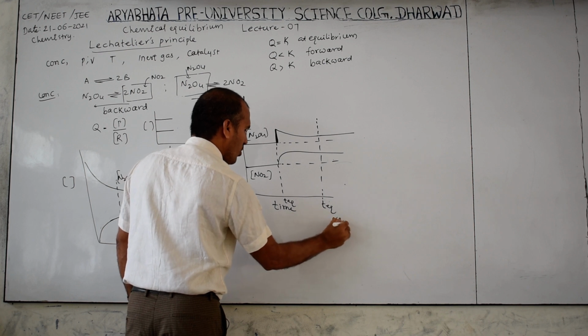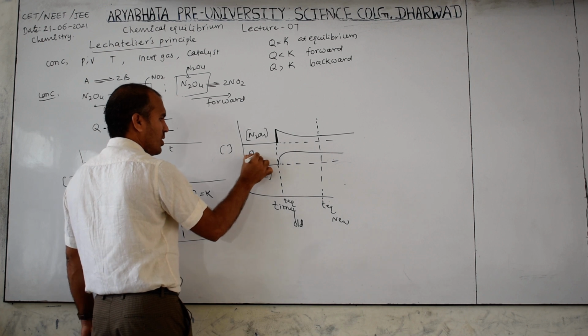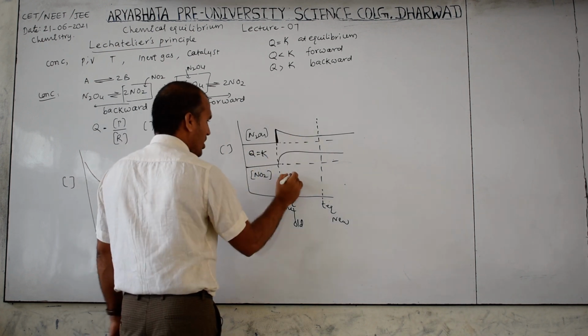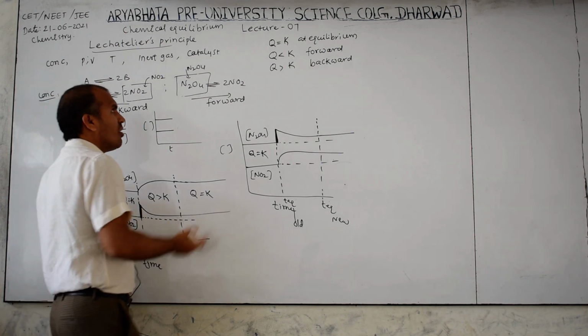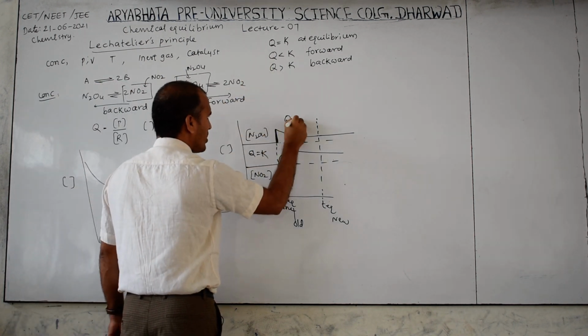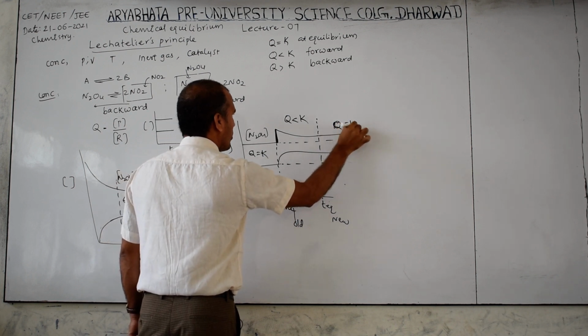This is new, this is old. Okay, so here Q is equal to K. Here change occurs. Change is which one? This is forward or backward? Forward reaction. For the forward reaction, Q is less than K, and again here Q is equal to K because the constant is there.